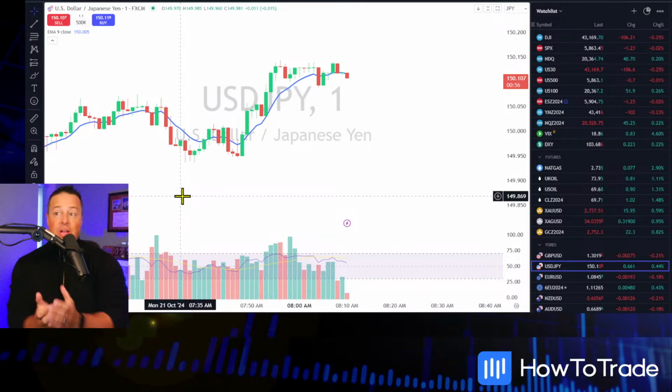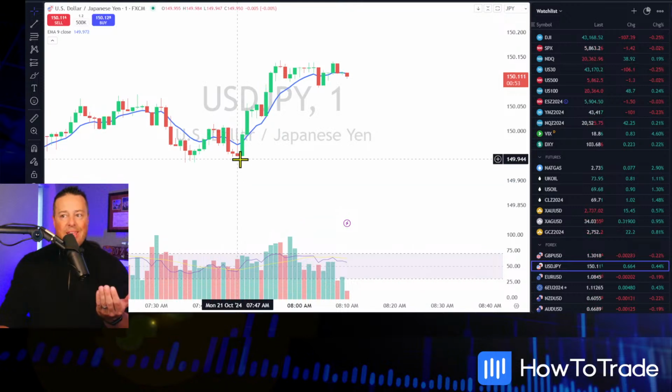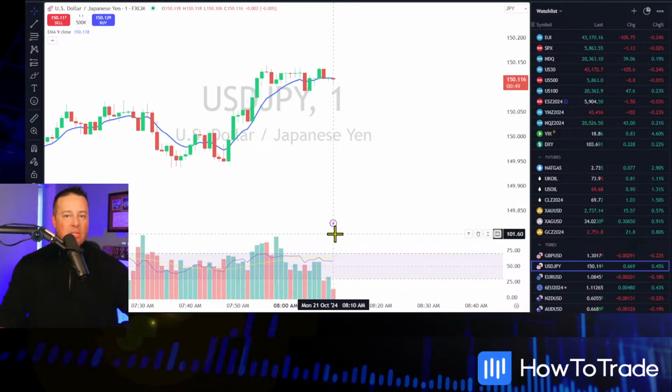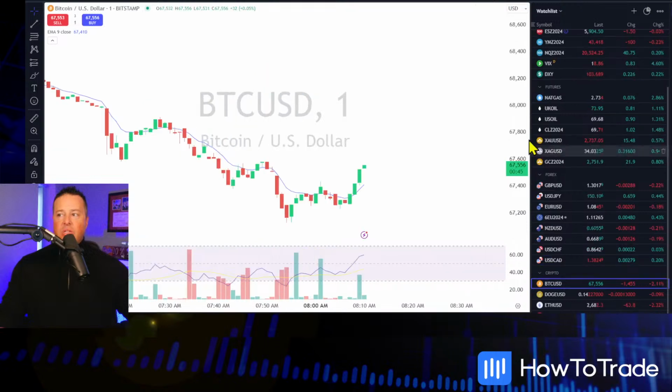Right now, we had an opportunity here. We just didn't quite get in oversold territory, so we didn't get the buy. But I think we're going to get something to set up relatively soon on this dollar yen, so I'm watching that closely. Let's go to Bitcoin. Bitcoin's been sort of all over the map today.